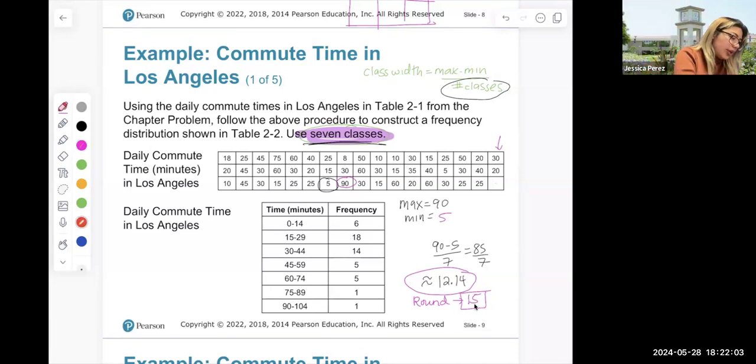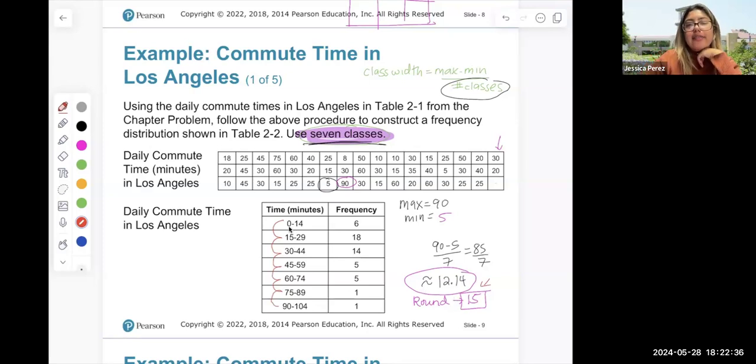So we determined that the class width is 15. So notice it's from 0 to 15 to 30 to 45 to 60 to 75 to 90. We start at 0. We will not start at 1, because if we would start at 1, then it would have to be 1, 16, and so on and so forth. Does that make sense? Because we always have to make this with 15. That's what we rounded off.